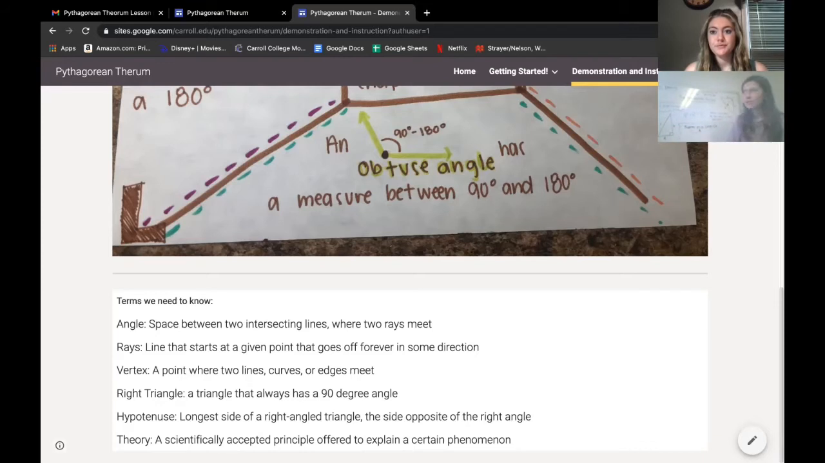And then we're going to learn about the Pythagorean theory, but what is a theory? Does anybody know? Is there a better definition? Yeah. It's an accepted principle for a certain phenomenon. When a scientist sees something that he tries to prove, he has to make observations, get that data, and provide this theory.